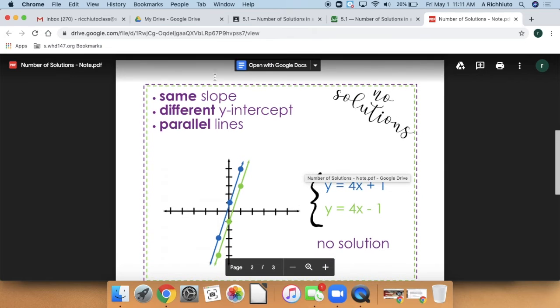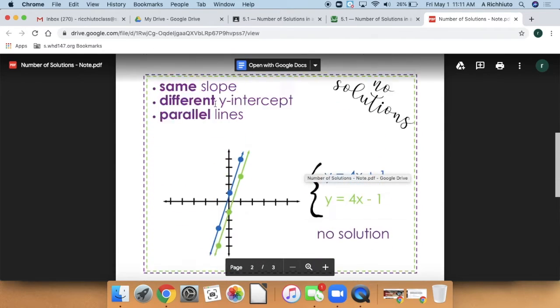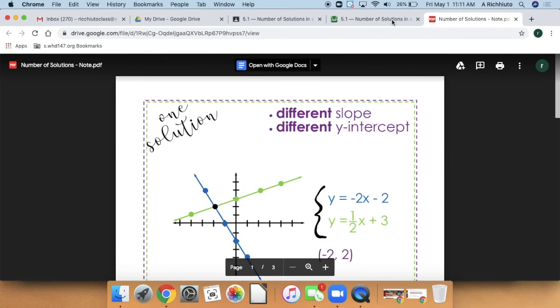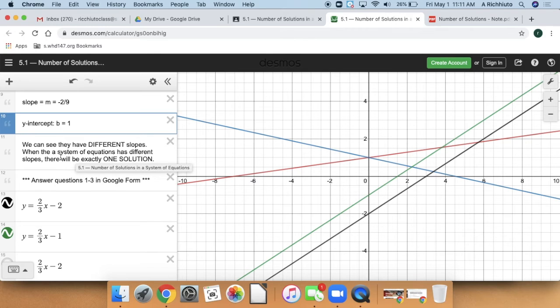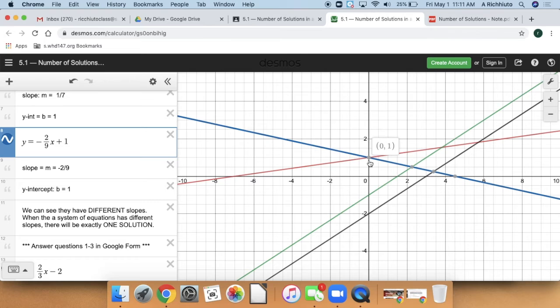But when the slopes are the same, that's when we have to think about it a little bit. Okay, different slopes, one solution. We can see they have different slopes, and when a system of equations has different slopes, there will be exactly one solution. Okay, remember that solution is where these lines intersect, right here at this point. All right, and then it tells us to answer questions 1 through 3 in the Google form.